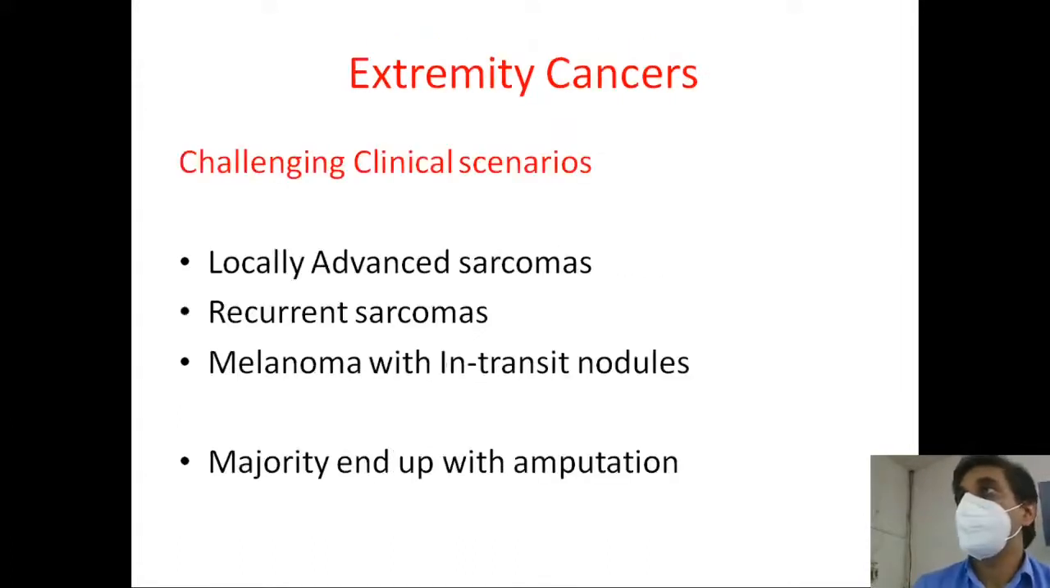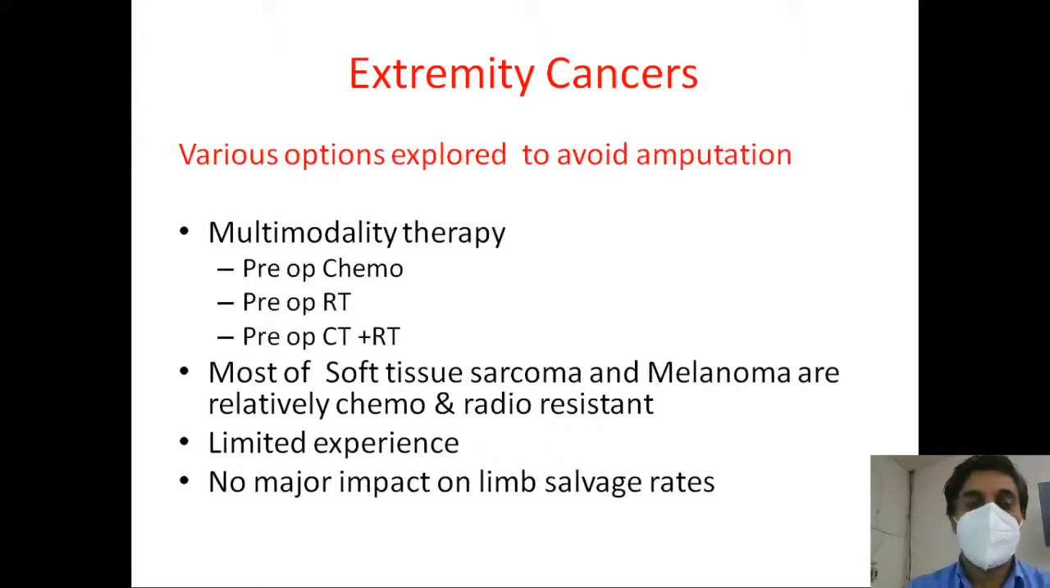There are certain challenging scenarios in managing extremity sarcomas or cancer. They usually present in locally advanced stages and in recurrent stages. And in the case of melanoma, in-transit nodules, which are small skin nodules present away from the primary lesion, are difficult to manage by limb salvage surgery, and the majority end up with amputation. So various options are explored to avoid amputation.